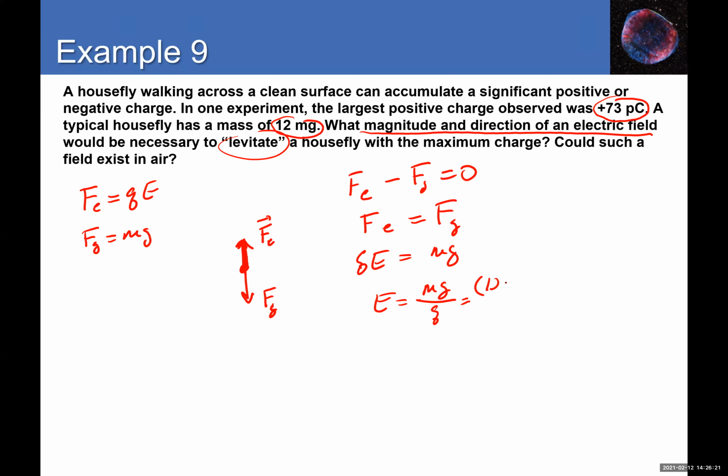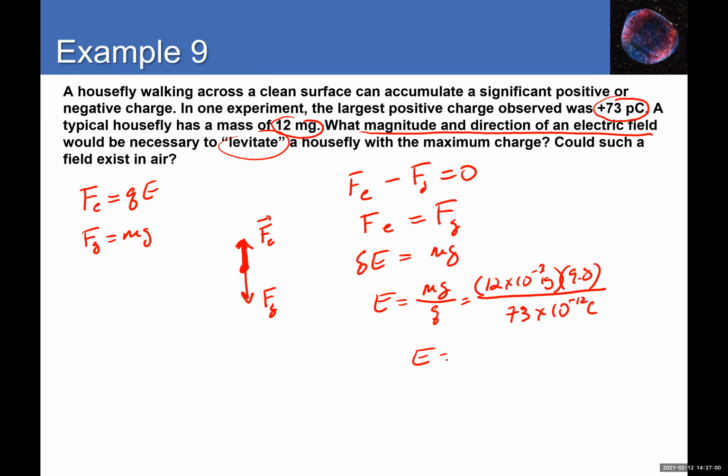I have the mass, 12 times 10 to the negative 3 kilograms, times 9.8, divided by q, which is my charge, 73 times 10 to the negative 12 coulomb. And then I can just do this calculation. All right, so the electric field would be, in this case, 1.4 times 10 to the 6 newton per coulomb. Okay. Now the question is in which direction it is.